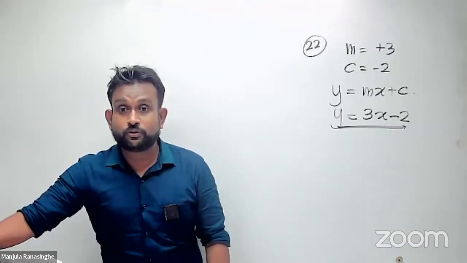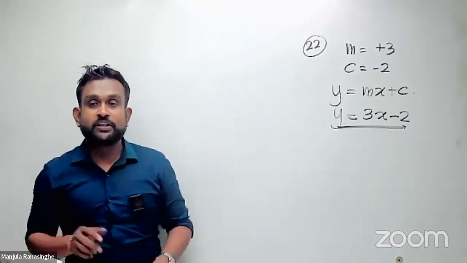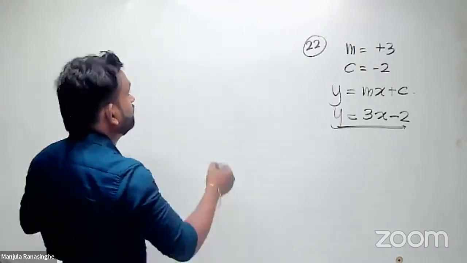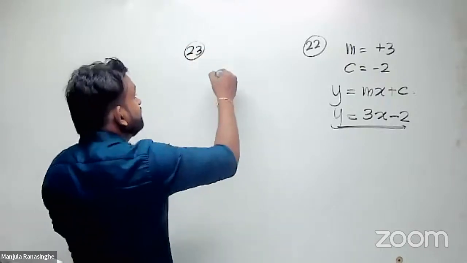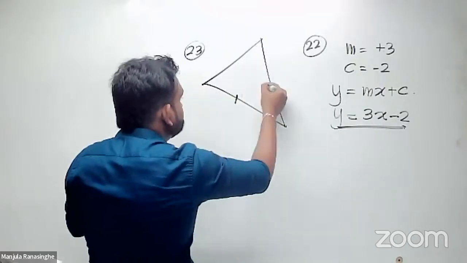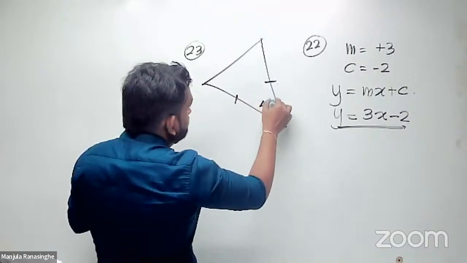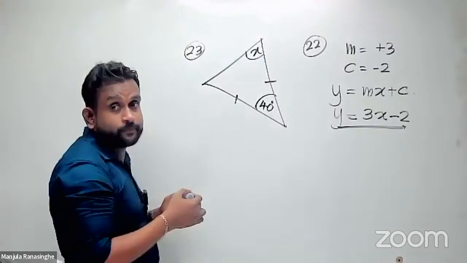Right, now we are moving to question number 23. According to the information given in the figure, find the magnitude of x, y, z. That is a simple question, regarding the knowledge of isosceles triangle. So here you can see that two sides are equal and here 40 degrees. The angle being asked, I write it as x.